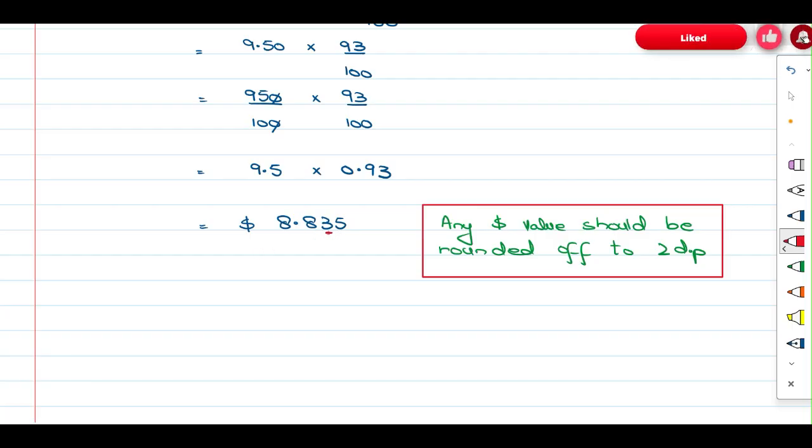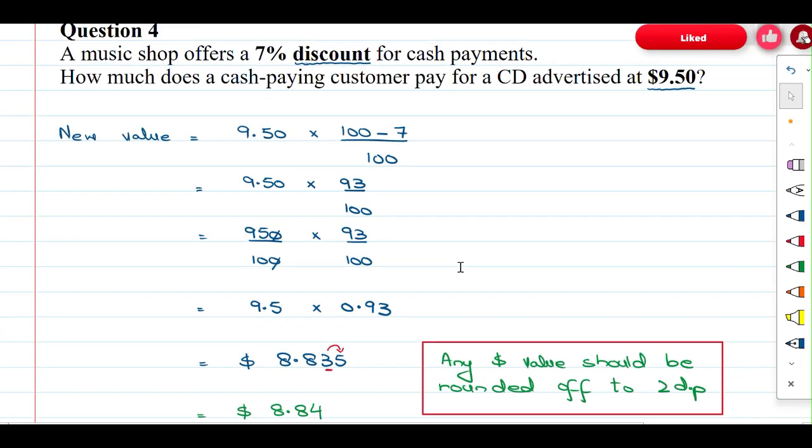So this number at the second decimal place is 3. The next digit is 5. So you add 1 to this 3, right? So the simplified answer in terms of dollars is $8.84. So this is the price that the cash paying customer pays for the CD advertised.